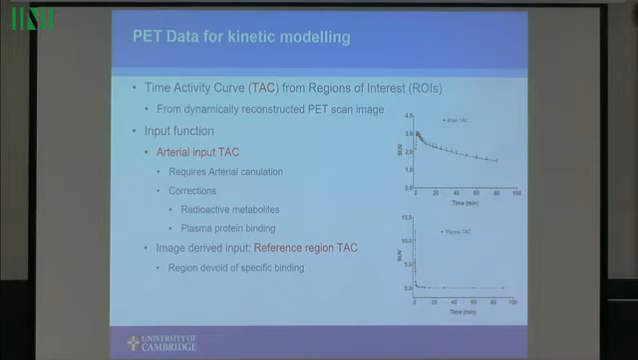But there is another possibility to get the input function, which could be from the image itself, but not in every single condition, only in those conditions where there is something called a reference region. That is a region devoid of the specific binding but has the same non-specific binding as is in our region of interest.